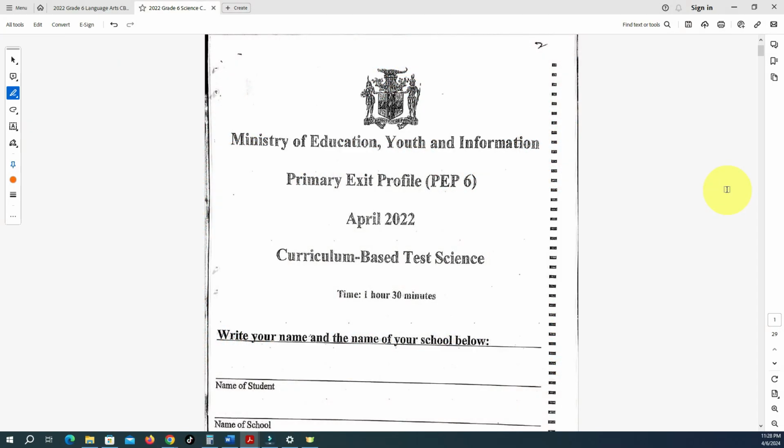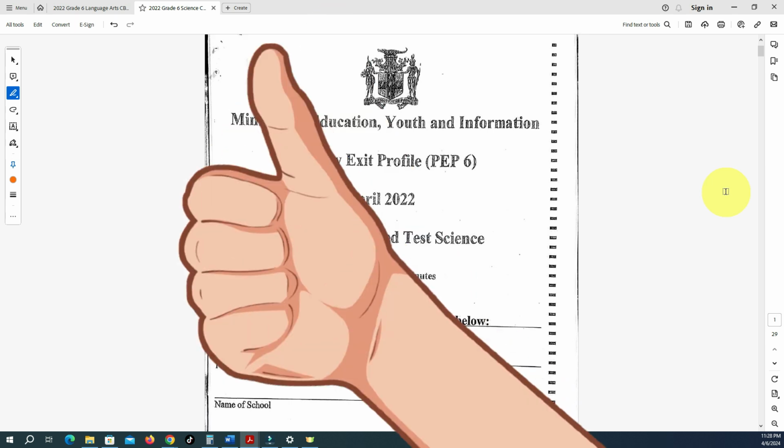Today we're going to be taking a look at the curriculum-based test for science, and this time we're looking at the year 2022. And remember, we're looking at the primary exit profile, and we're looking at grade 6. Now, as parents, would we have done well if we had taken this test in 2022? Let's try it out. And remember that you can download this test paper by clicking on it in the description and downloading it from the link there.